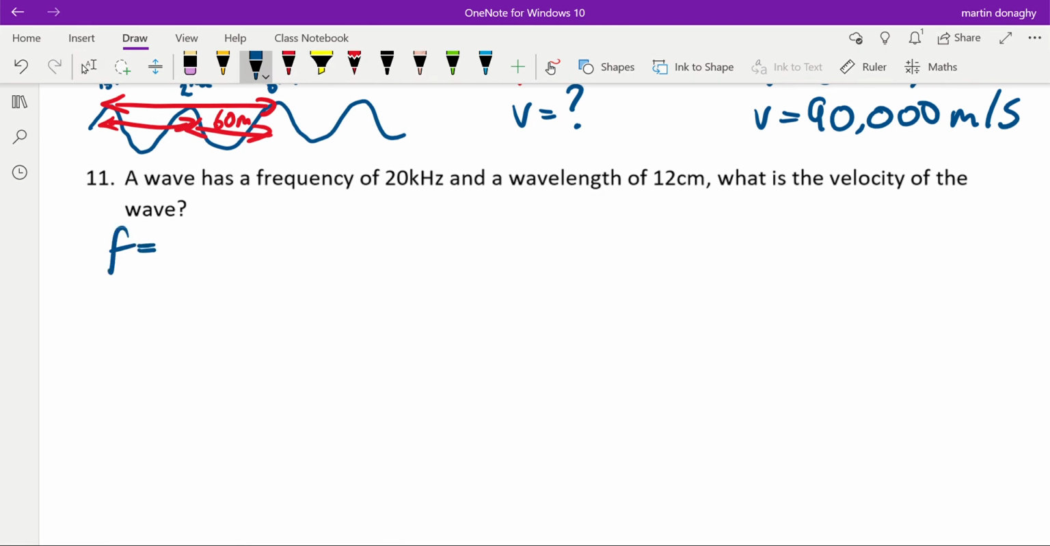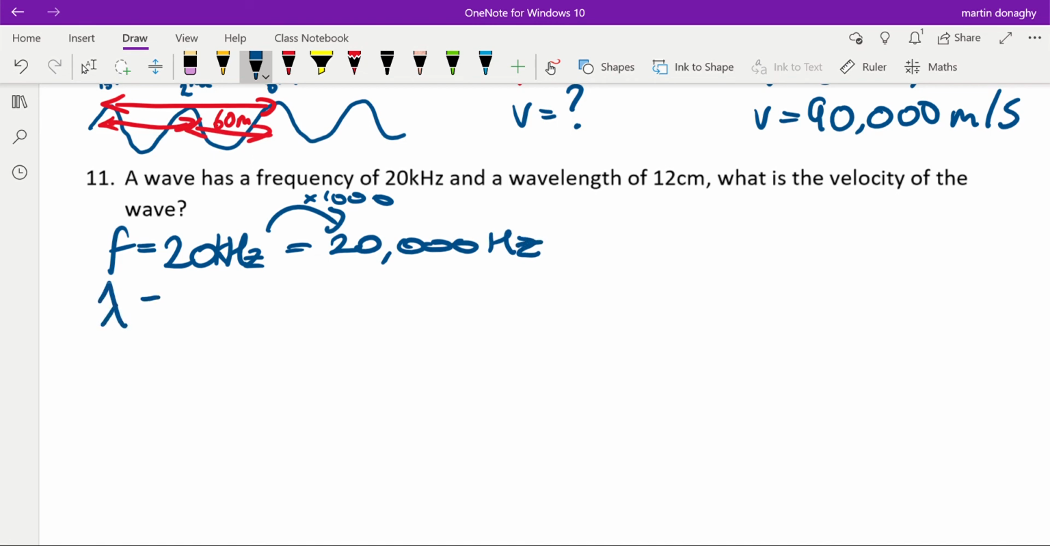A wave has a frequency of 20 kilohertz. Once again, to get rid of the kilo, we multiply by 1000, which will give us 20,000 hertz, and has a wavelength of 12 centimeters. Don't like that because it's in centimeters. We need to divide by 100 to get that into meters. Gives us 0.12 meters. What is the velocity?